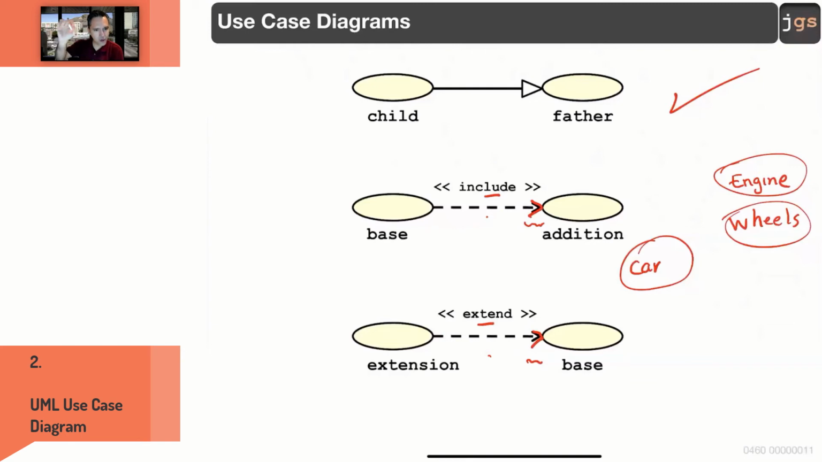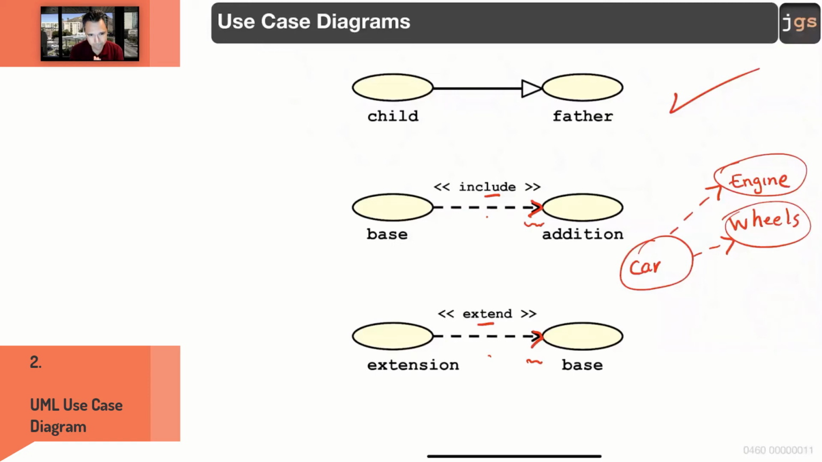Can we agree that there is a connection between a car and an engine? Can we agree that there is a connection between a car and the wheels? If we were talking about objects and classes, immediately you will react and tell me, yeah, the car has an engine, the car has wheels. The equivalent to that, talking about requirements, is include. A car, include engine. A car, include wheels.